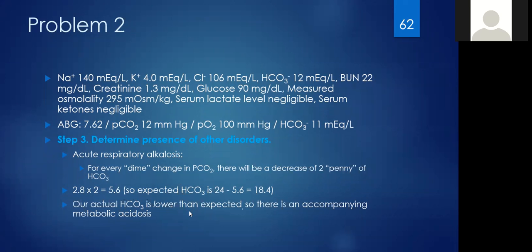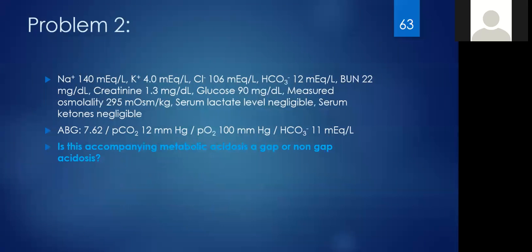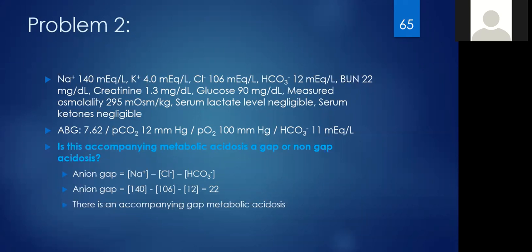So if our actual bicarb is lower than what we're expecting, that means there also has to be an accompanying metabolic acidosis. Okay, but you're not done. You've got to go down the pathway of your metabolic acidosis to know, is it a gap or non-gap acidosis? So you plug your numbers into the anion gap equation, and you get a positive gap. So you have an accompanying gap metabolic acidosis.